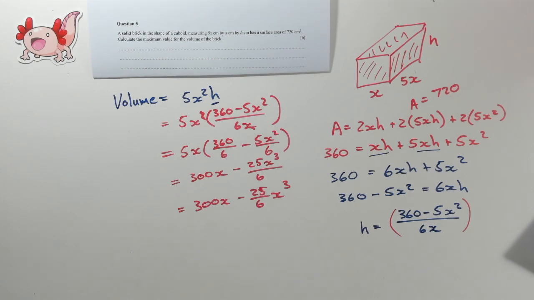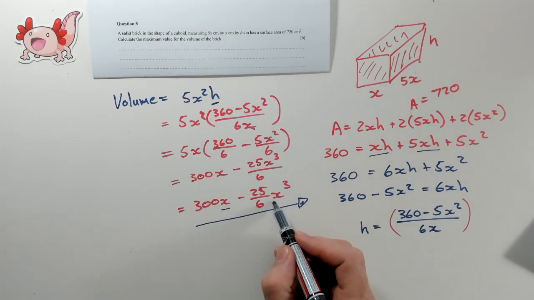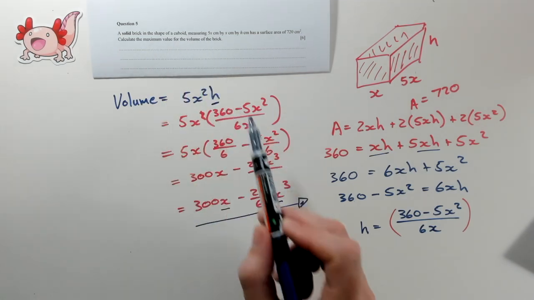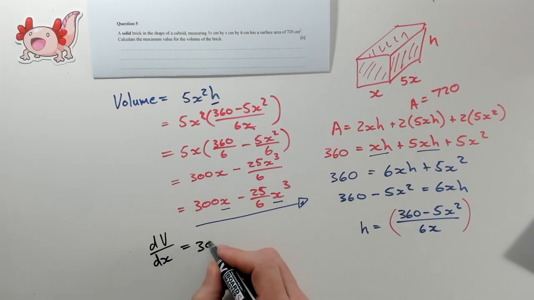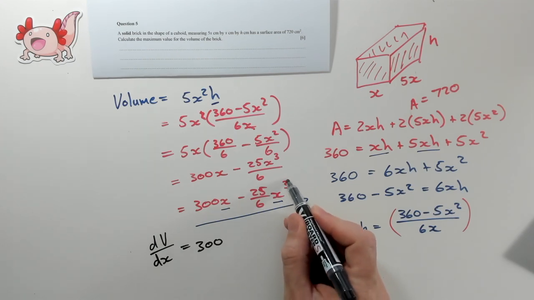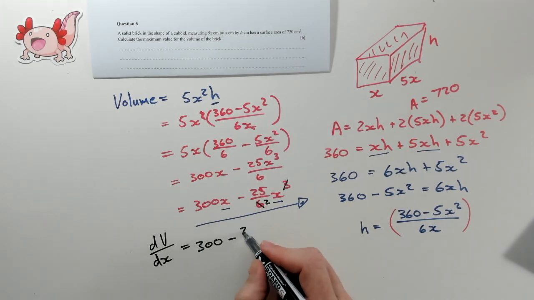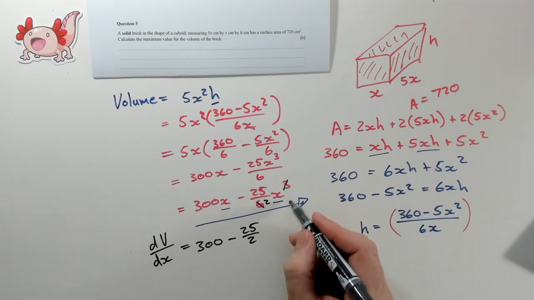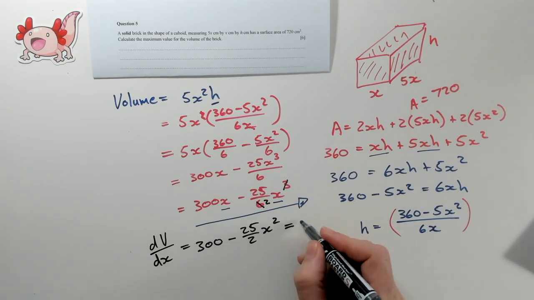Okay, so let's just stop there and say, this is my volume equation now. So I have volume in terms of x. In order to find a maximum volume, I need to find a stationary point, and therefore I'm going to derive this. So dV over dx is going to be 300. And here 3 is going to be multiplied with the 6, so that's going to be a 2. So it's going to be minus 25 over 2, and then that reduces by 1, so x squared. So this is now my derived formula. This is going to be equal to 0.